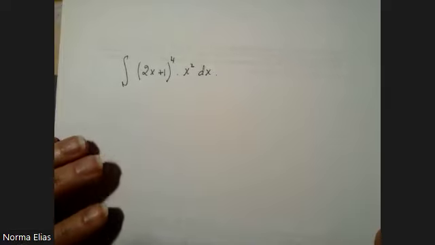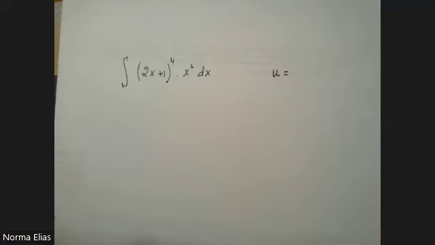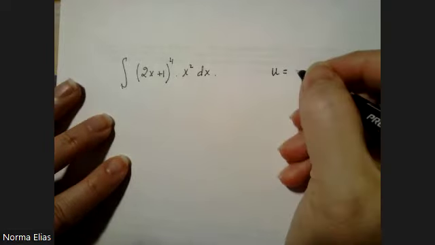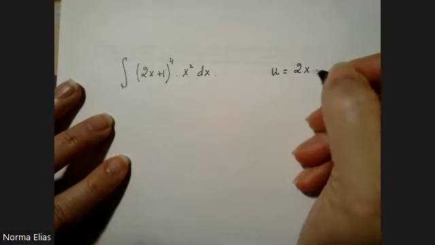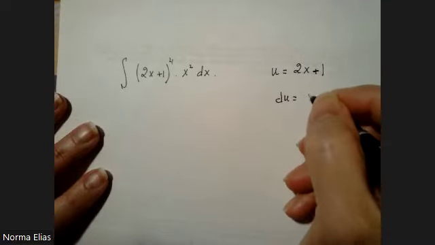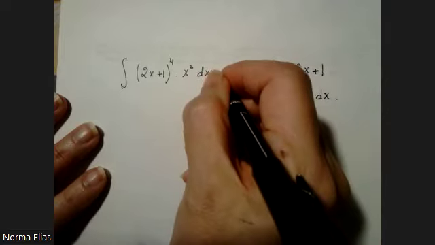This is again the special substitution. What do you think I'm going to put u to be? The term that I don't want to raise to a very high power. I'm going to put u to be 2x plus 1, and then I will proceed. The du is 2 dx. And then substitute everything.